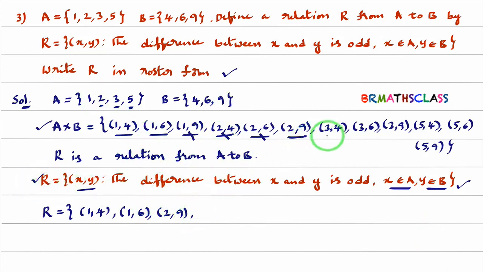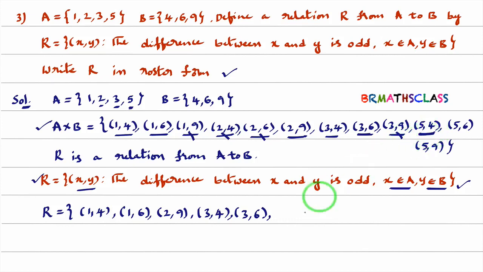Now you take 3 comma 4. 4 minus 3 is 1. 1 is odd, so it comes here: ordered pair 3 comma 4. Now ordered pair 3 comma 6. 6 minus 3 is 3. 3 is odd. So the difference between them is odd, and that's why ordered pair 3 comma 6 will come here. Now ordered pair 3 comma 9. 9 minus 3 is 6. 6 is an even number. That means the difference is not odd, so you cannot take this.